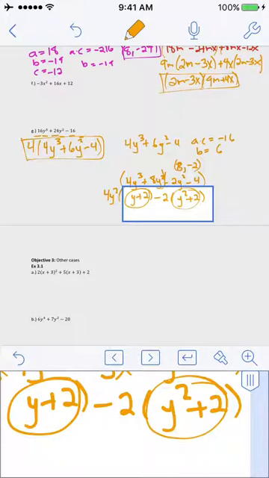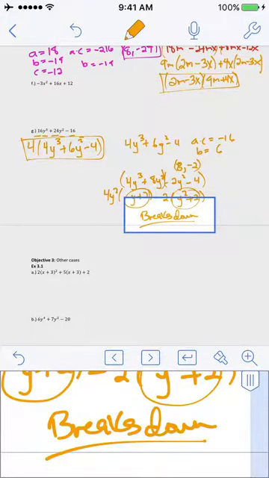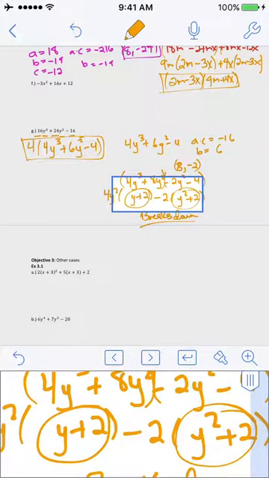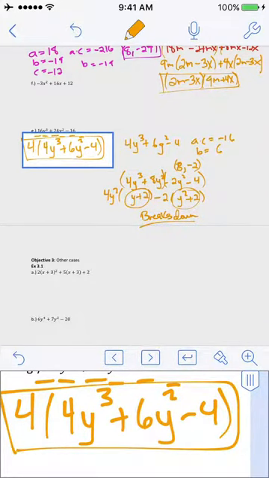So that's where I have to stop. Breaks down. Boom, crash, burn, everybody dies, right? So that doesn't work for cubics. It only works for quadratics. And that shows you why, because the factoring by grouping falls apart. So instead, this is our final factored form.